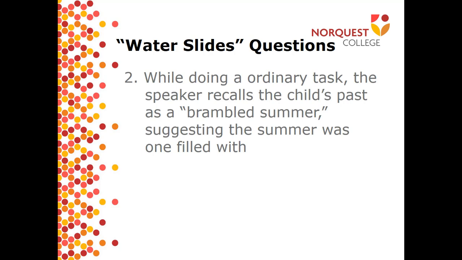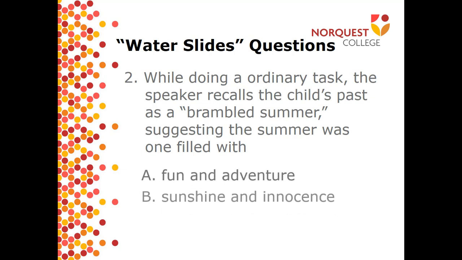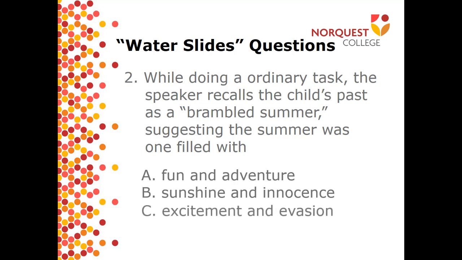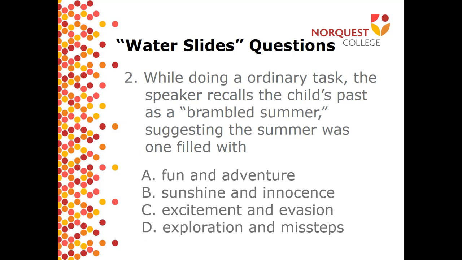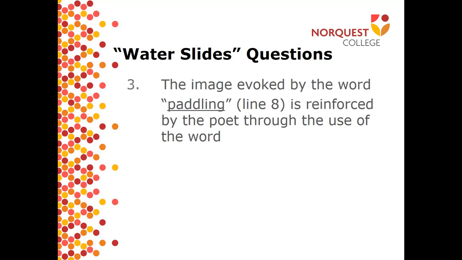Here's question number 2. While doing an ordinary task, the speaker recalls the child's past as a brambled summer, suggesting the summer was one filled with A. Fun and adventure, B. Sunshine and innocence, C. Excitement and evasion, or D. Exploration and missteps.